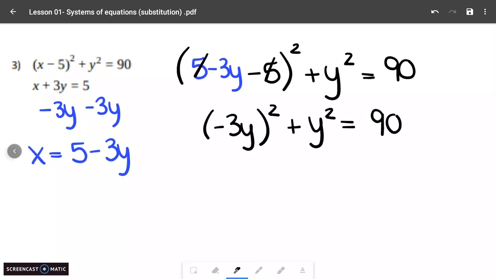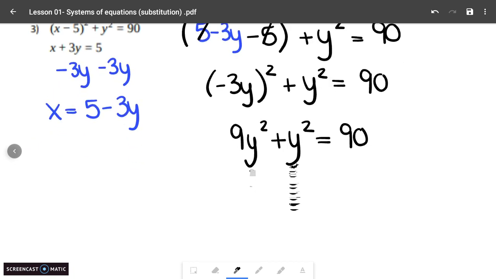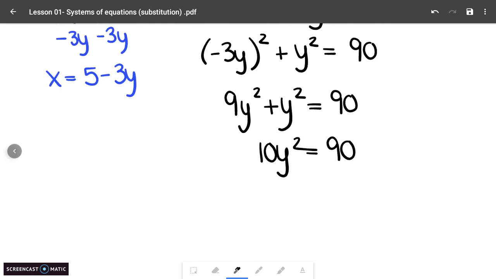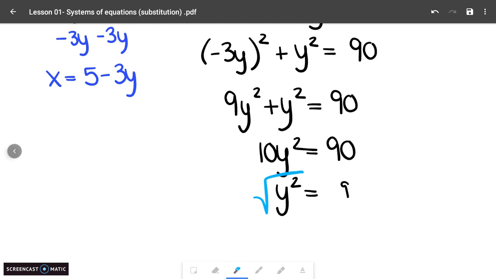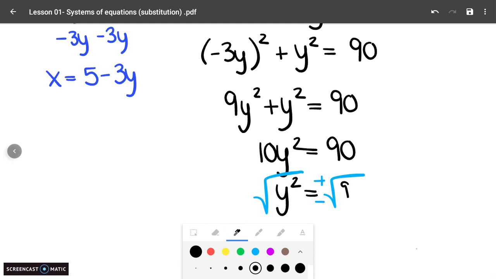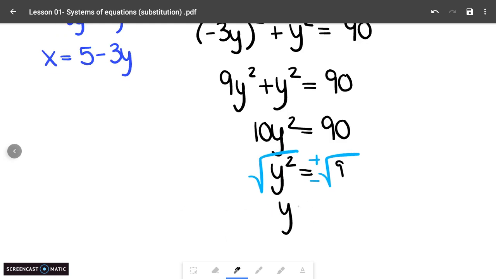So we're just going to have a negative 3y squared plus the y squared equal to 90. When I square that negative 3y, that is one term together, so it's positive 9y squared plus y squared equal to 90. And I'm going to combine my like terms. 10y squared equals 90. We divide by 10 on both sides. Y squared equals 9. Now remember, when we go to take the square root, you can't do it if you don't put a plus or minus, because there are 2 solutions to this. So don't get in the habit of just saying 3. It should be positive or negative 3.